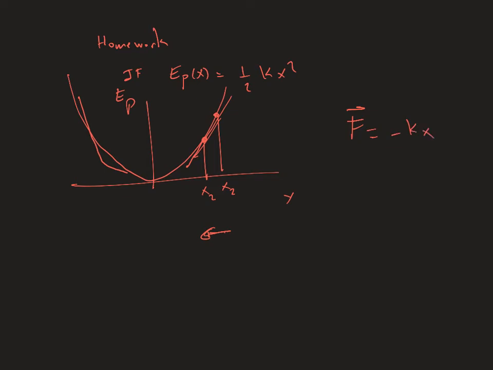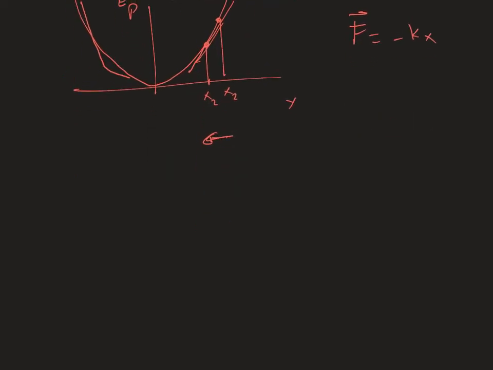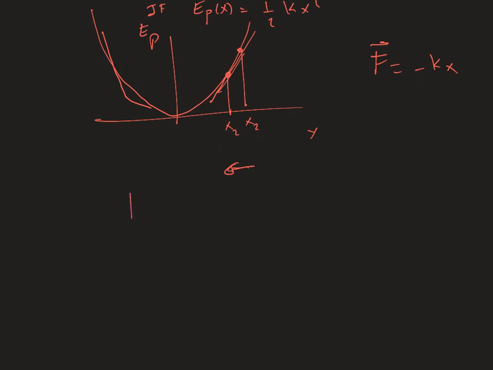So what is the slope? What is the homework? The homework is, let's say that you have an E sub p equal 50x squared, and I want you to find F of x. What is F of x? Okay, E sub p of x. This is the homework. What is the force that matches with this potential energy function?